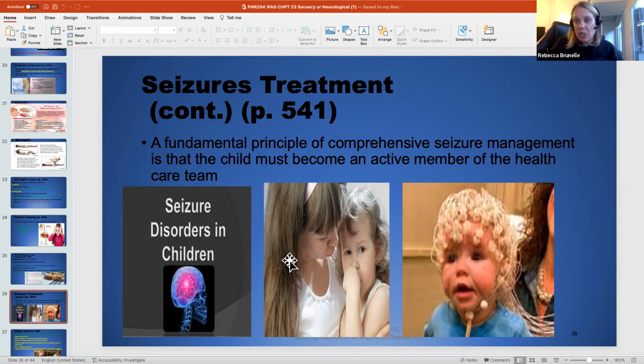So the medication is Dilantin, and it's also called phenytoin. It's a common anti-epileptic, and it causes hyperplasia of the gums and bleeding gums. So the treatment or the preventative care is to have parents massage the gums, and it can decrease the risk of bleeding.